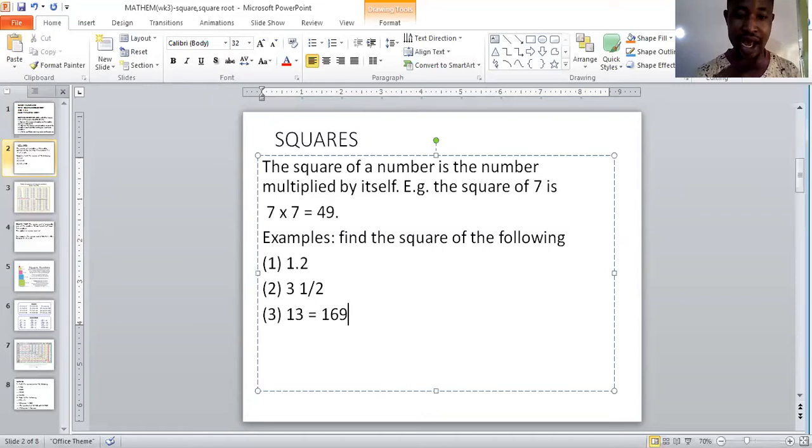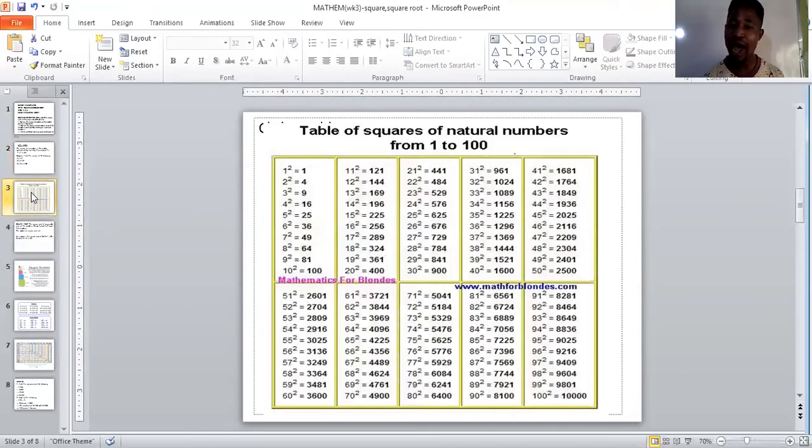Is that okay? All right, so let's move on to the next thing. I want to show you a table here. The table is the square of 1 to 100. What I was trying to tell you in the previous explanation, I said you should be able to learn by heart and commit to memory squares of numbers from 1 to 100.